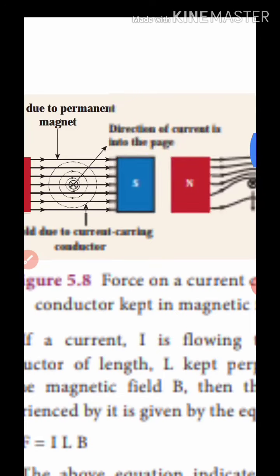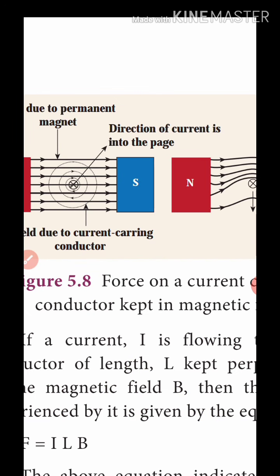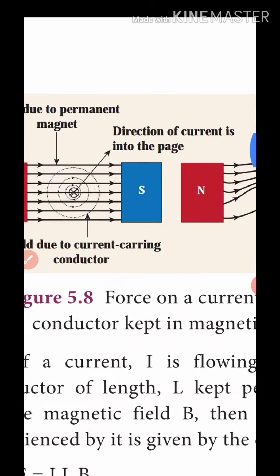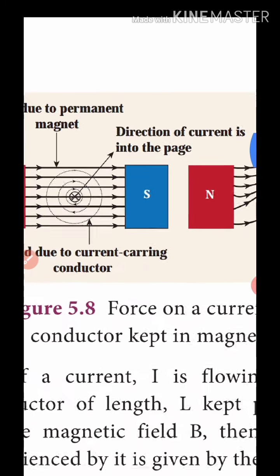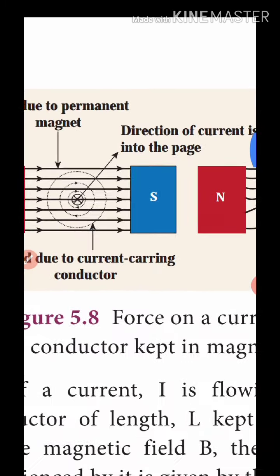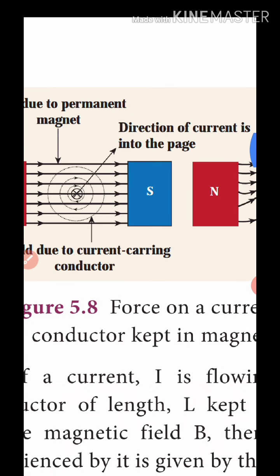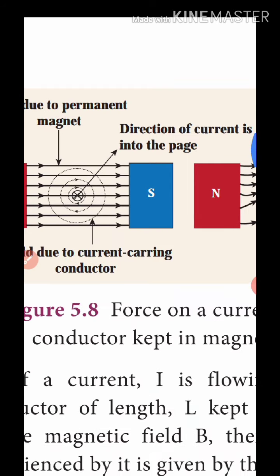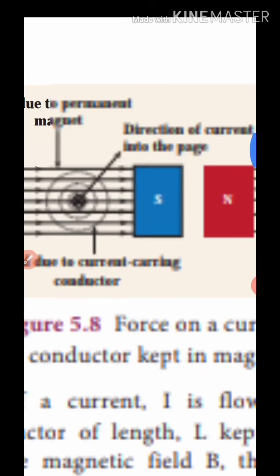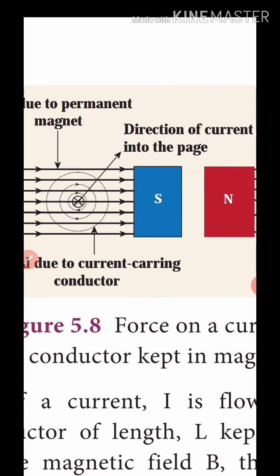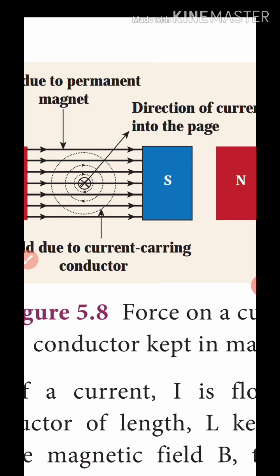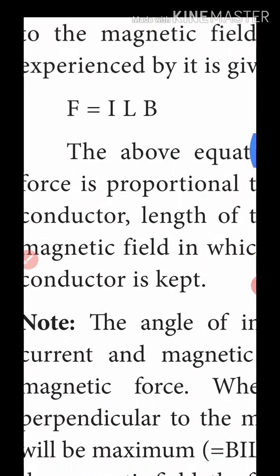So if the magnetic field is B, then the force F experienced by it is given by the equation F = ILB. The above equation indicates that the force is proportional to the current through the conductor, the length of the conductor, and the magnetic field in which the current carrying conductor is kept. Okay, the first one: the force is always a vector quantity.